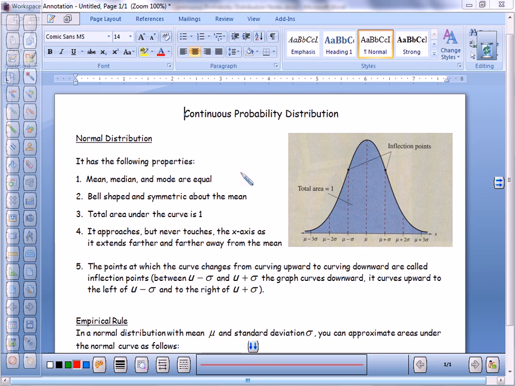Good morning, everyone. Today we're going to be talking about continuous probability distributions. So if you don't currently have these notes on your page, let's hit pause and get that passed out, and then we'll start today's lesson.